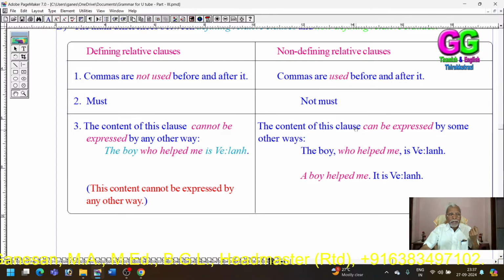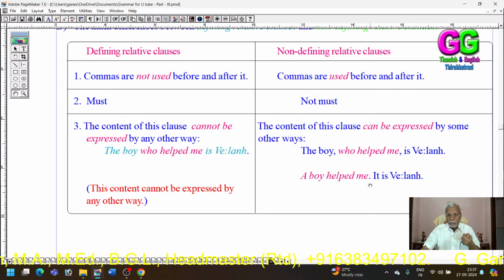But regarding a non-defining clause, the content of this clause can be expressed in some other ways. The boy, who helped me, is Vali. This is a defining clause, and this is a non-defining one. The meaning of this non-defining relative clause can be expressed in another way.